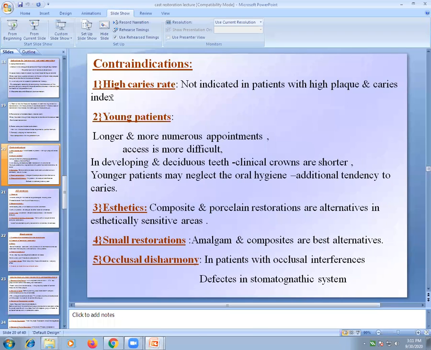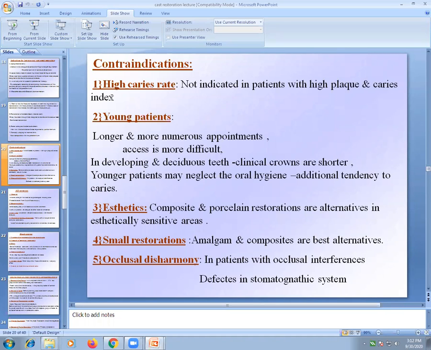In young patients, what happens? The pulp horn is large and more numerous. The pulp horn is very large and at a higher level. So if we prepare a cavity, there are more chances of exposure of these pulp horns. Again, for a young patient, longer appointments are needed for inlay preparation, and younger patients get irritated, and it is very difficult to manage them.